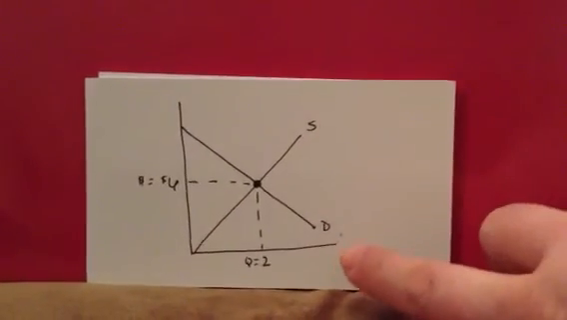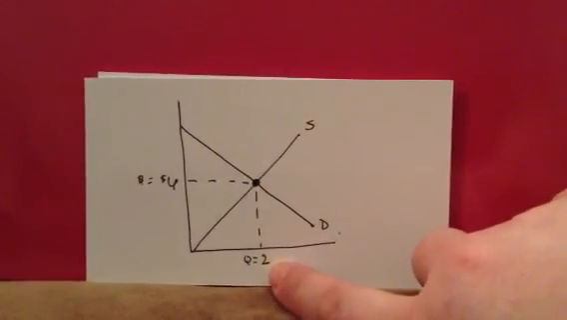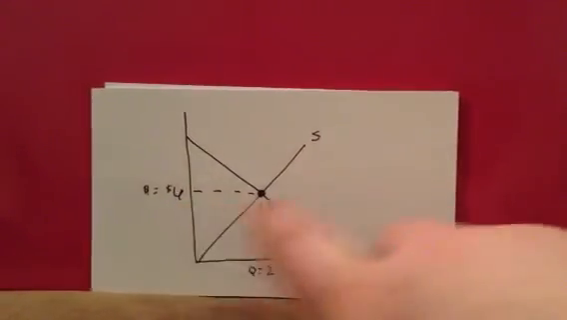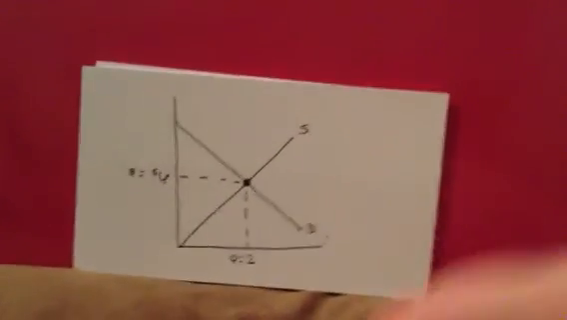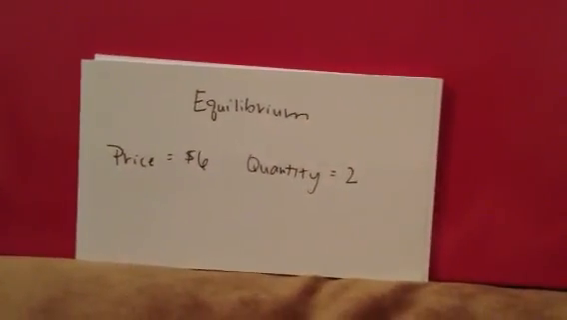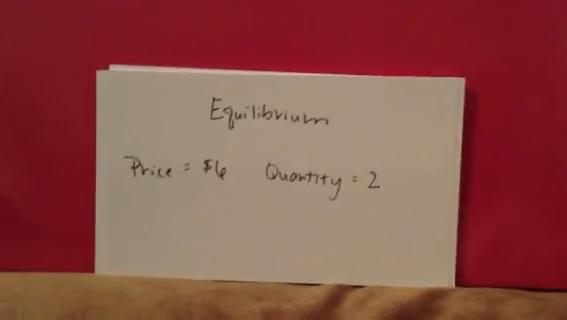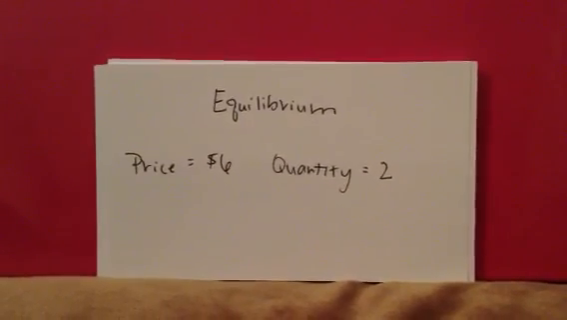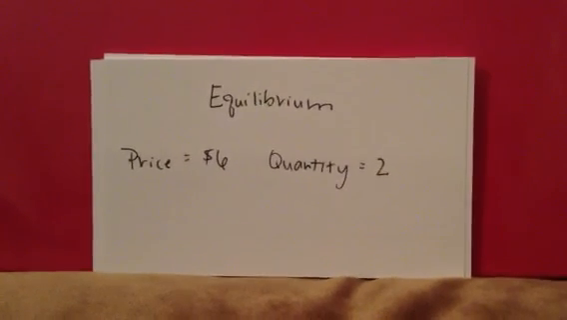So here's our actual graph again. We solved for Q equals 2, and this is actually happening at a price of 6. What does that tell us? At equilibrium, the price is going to be $6 and the quantity is going to be 2. Hopefully that helps you remember where to put everything when you draw out your graphs. Thanks.